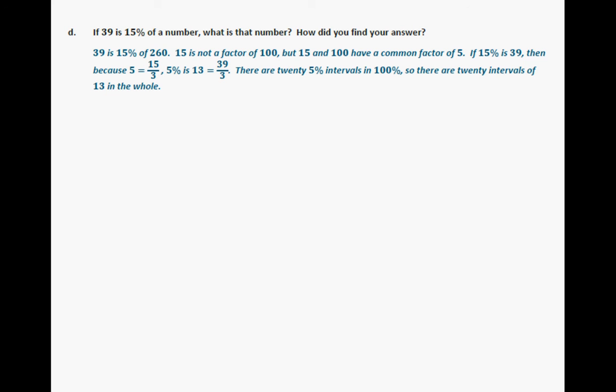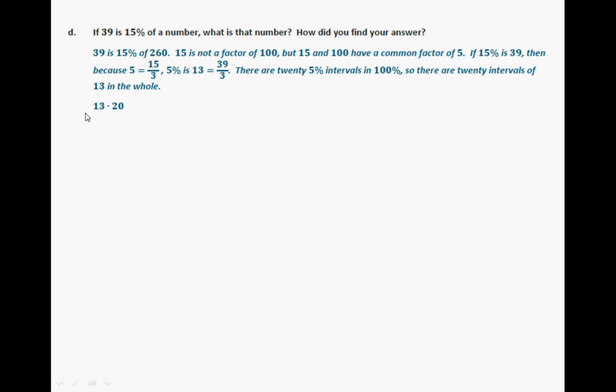So going back to our 5%, if 15% is 39, then that is because 5 is equal to 15 over 3. So 15 over 3, or 5%, is equal to 13, which is 39 over 3. There are 5% intervals in 100, so there's 20 intervals of 13 in the whole.